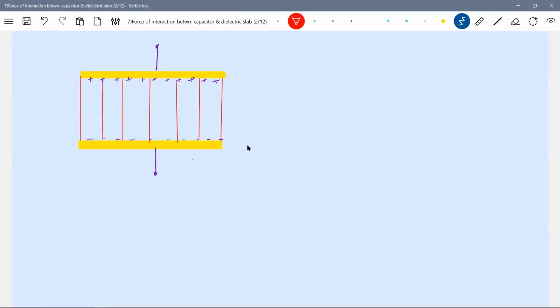And it will be uniform. And we know how to calculate that E also. Is it a large plate? For a large plate, it will be uniform. No? Because here, again, the edge effect will come.